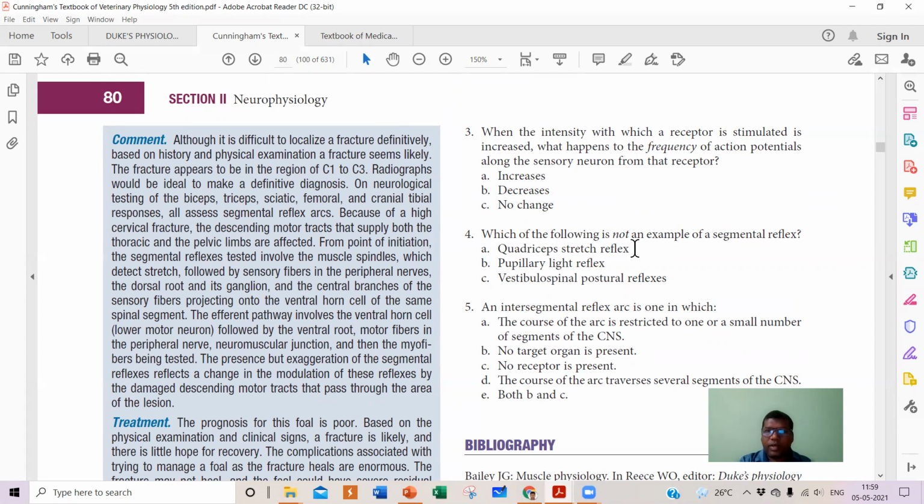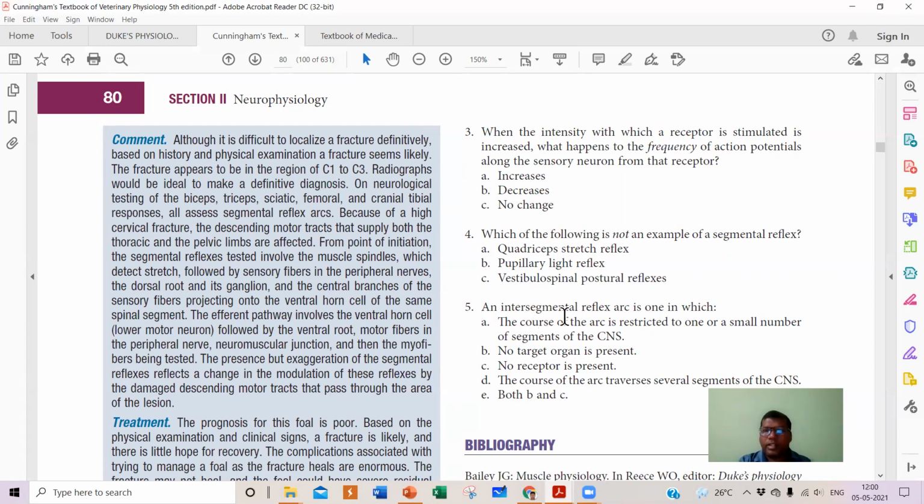Quadriceps stretch reflex is an example of knee reflex. A pupillary light reflex, vestibulospinal posture reflex. Yes, this is vestibulospinal posture reflex. It's not segmental. This is an intersegmental reflex, vestibular, because you have to travel through many segmental areas.